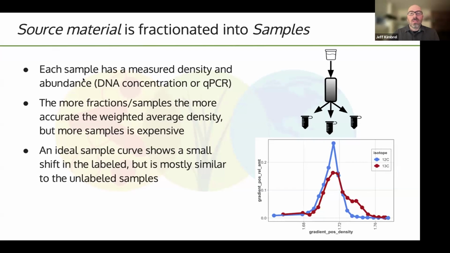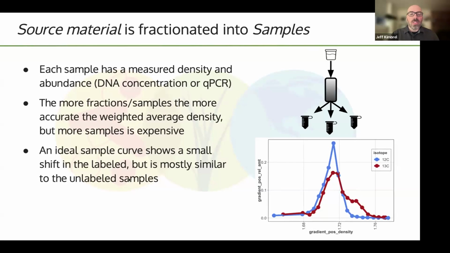So each sample has a density associated with it and also some DNA concentration. So this is post-fractionation. How much DNA did you get out of that fraction? And you can also calculate that with qPCR if it's amplicon based. So the more fractions or samples, the more accurate you can determine what that weighted average density is. But more samples is also expensive. So there's kind of a give and take with how many samples you actually want to sequence.